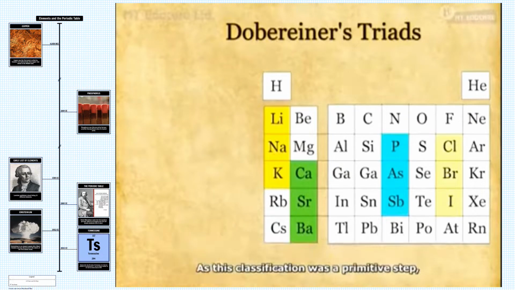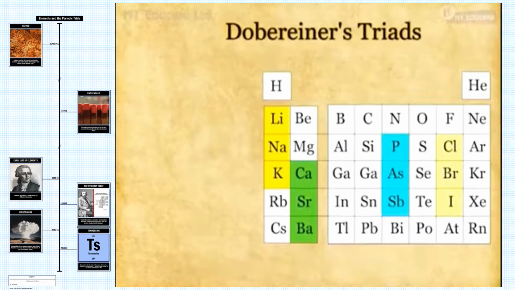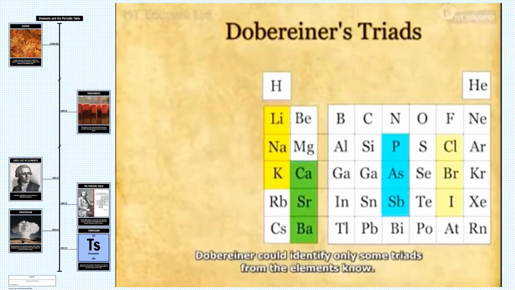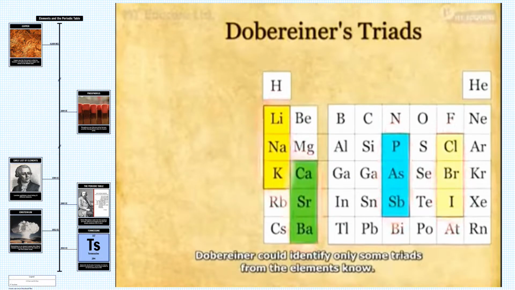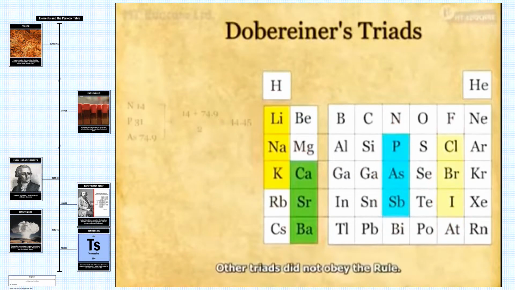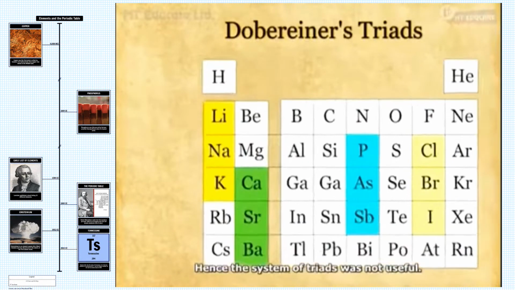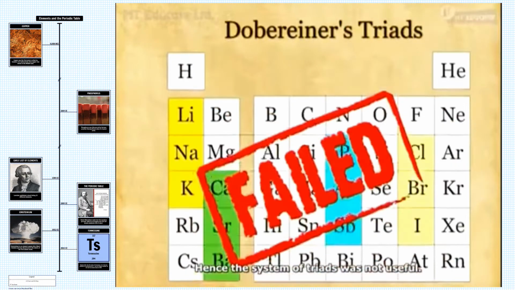As this classification was a primitive step, Dobereiner could identify only some triads from the elements known. Other triads did not obey the rule. Hence, the system of triads was not useful.